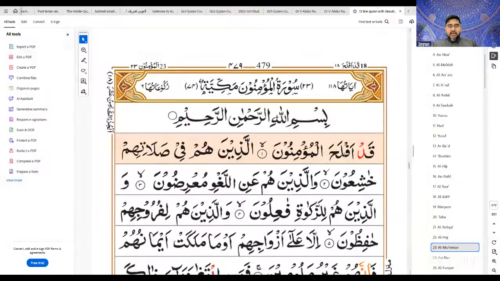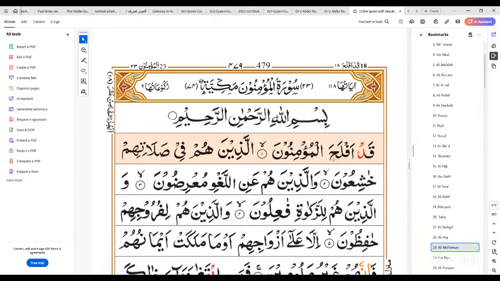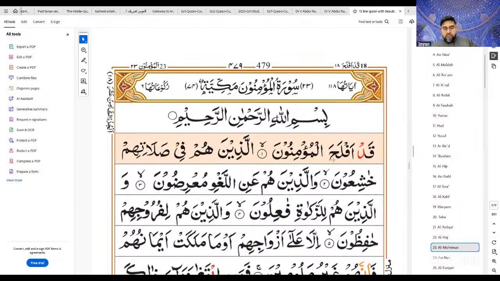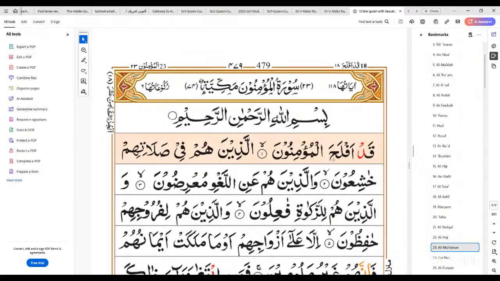So this is qad aflaha. Explain this. These are four-letter verbs, and it depends on which bab it belongs to. What do you mean, bab? Explain this, what is bab?